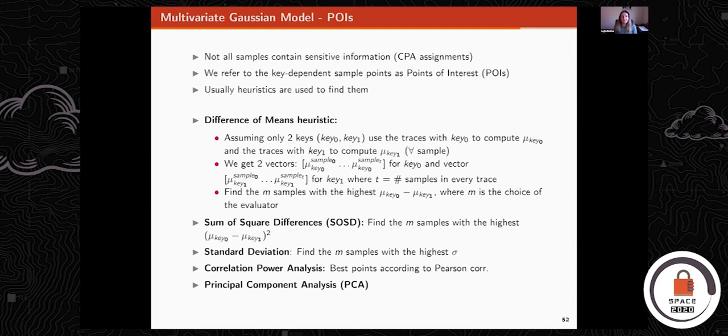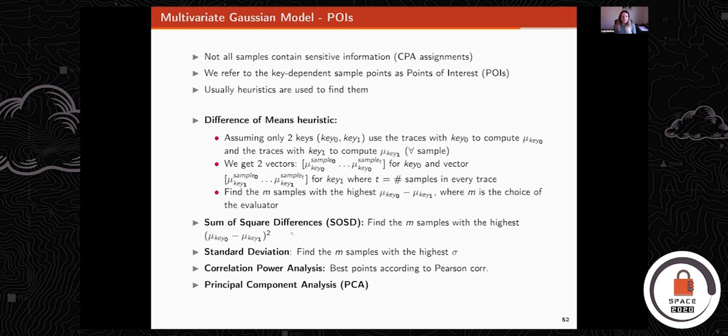There are many ways to do that. Typically it's a heuristic, but there are different approaches people have used in the past. There is of course the difference of means heuristic, which assumes that for two keys we use the traces for each to compute the mean, and the same for the other key. Then we compute the difference. Where the difference is highest, and we can of course take the absolute value here, it doesn't make a big difference, this suggests the most relevant points for leakage, because that's where you have the highest difference from key zero to key one, okay?